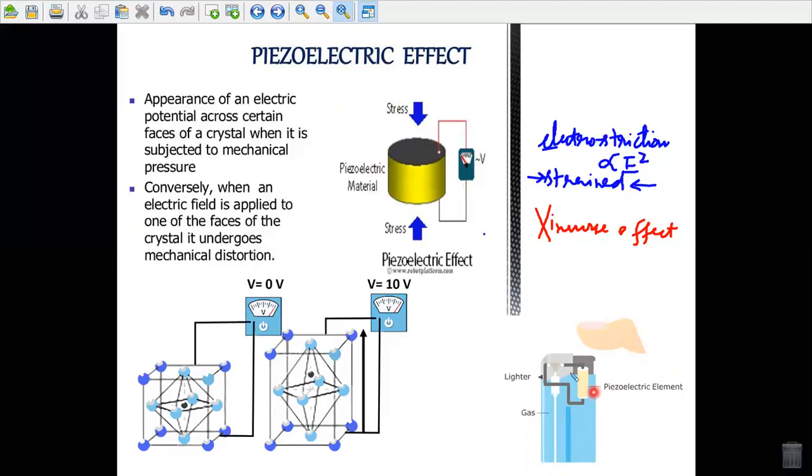So the existence of the direct effect and its inverse is to be distinguished from a similar kind of property called electrostriction. The inverse of the piezoelectric effect and electrostriction are more or less similar, but in electrostriction, the material becomes strained in an electric field E, and this electrostriction is proportional to E squared. Hence, there does not exist any inverse of this effect, like piezoelectricity.